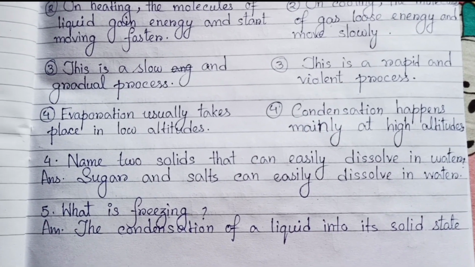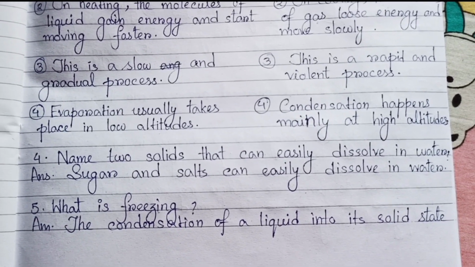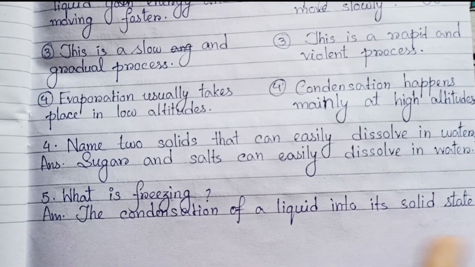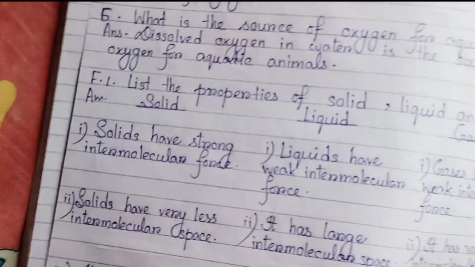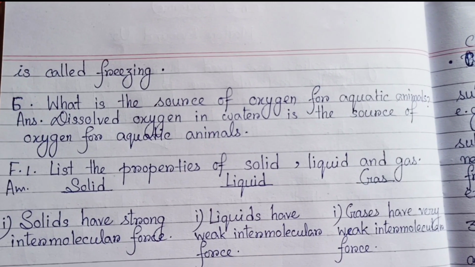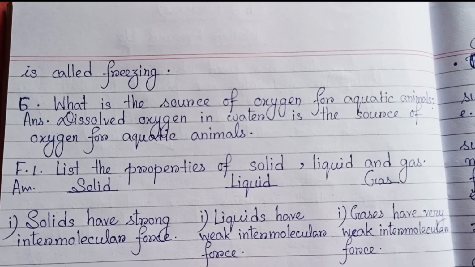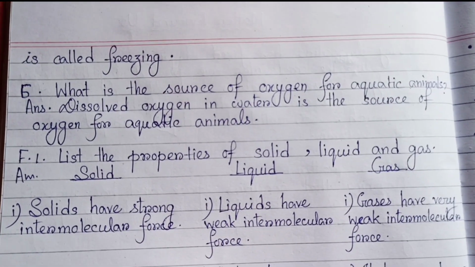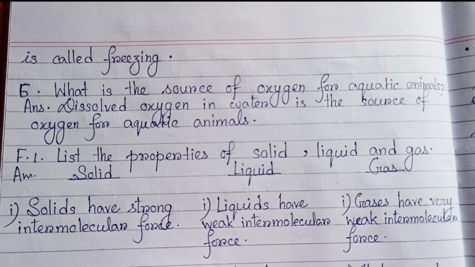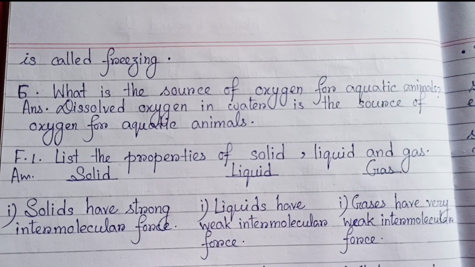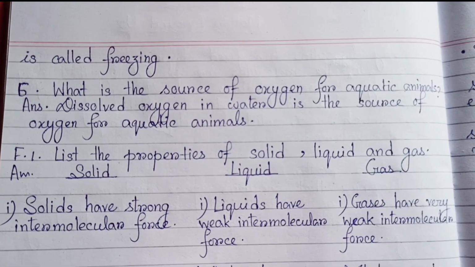Number 5, what is freezing? The condensation of a liquid into its solid state is called freezing. Number 6, what is the source of oxygen for aquatic animals? Dissolved oxygen in water is a source of oxygen for aquatic animals.